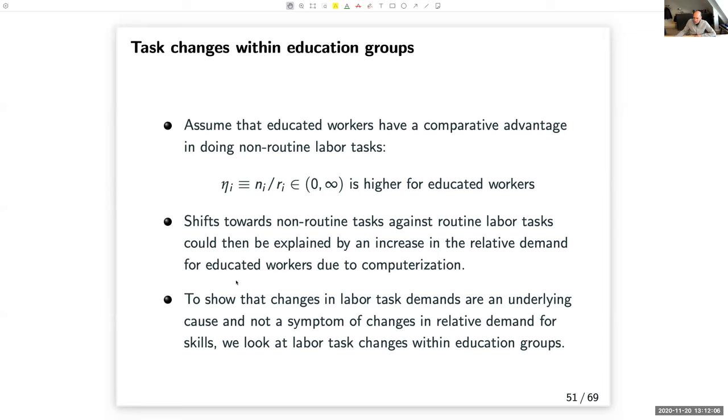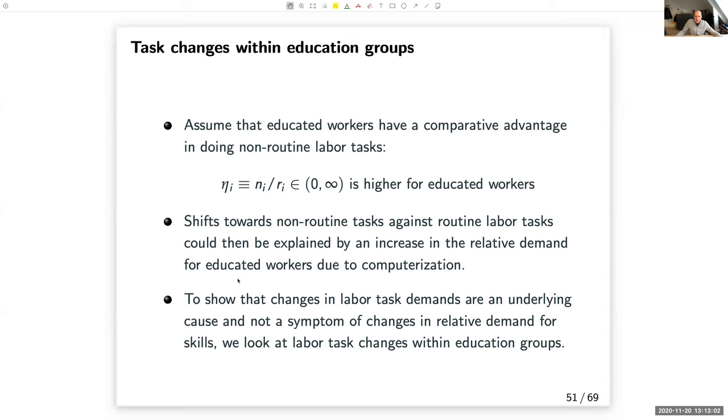Now, one critique to what we've been doing so far could be to say, well, what you're picking up here isn't really technology changing relative tasks and therefore relative factor demands, but what is driving the changes that you documented is really skill-biased technological change. One way to deal with that critique is to say, if you would see those same task shifts even within education groups, this is something that the canonical SBTC model couldn't explain, which would suggest that it's really tasks that are driving SBTC rather than the other way around.